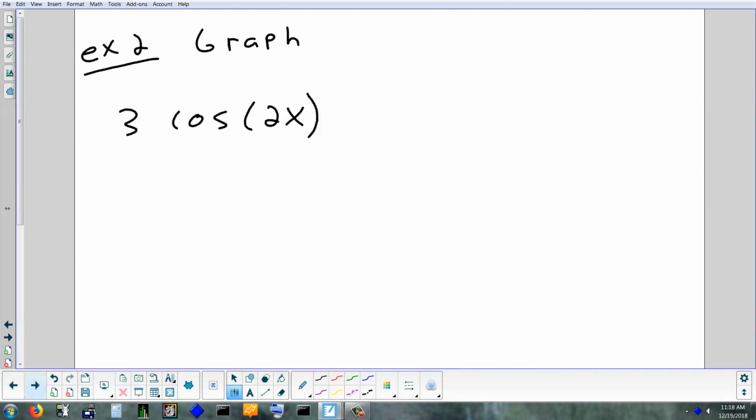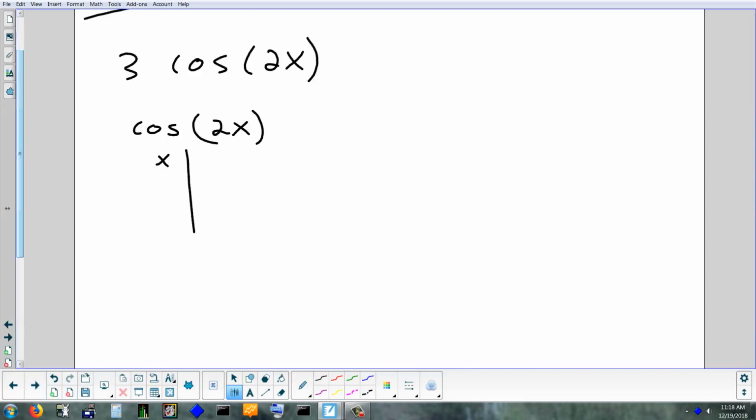All right, so let's do it. For now, I'm going to pretend the problem is just cosine 2x. I'll come back and make another table, and I'll do the 3. If I wanted, I could do both at the same time, but it usually confuses people when I do that.